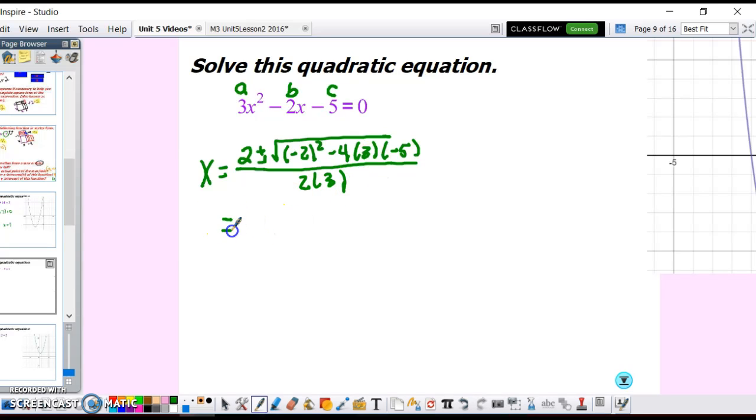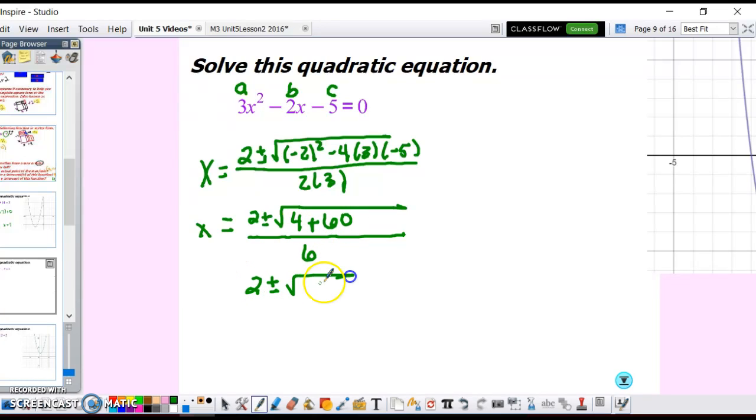Now we'll do some simplification here. So we've got 2 plus or minus the square root of -2 times -2 makes 4. 4 times 3 would be 12. Now we can consider that a -4 really. So -4 times 3 is -12. -12 times -5 is positive 60. It's important you watch those signs. We have two negatives technically, the -4 and the -5. So our answer should come out plus whatever the multiplication comes out to be, all over 6. Well, 60 plus 4 is 64. So I have 2 plus or minus the square root of 64 all over 6.